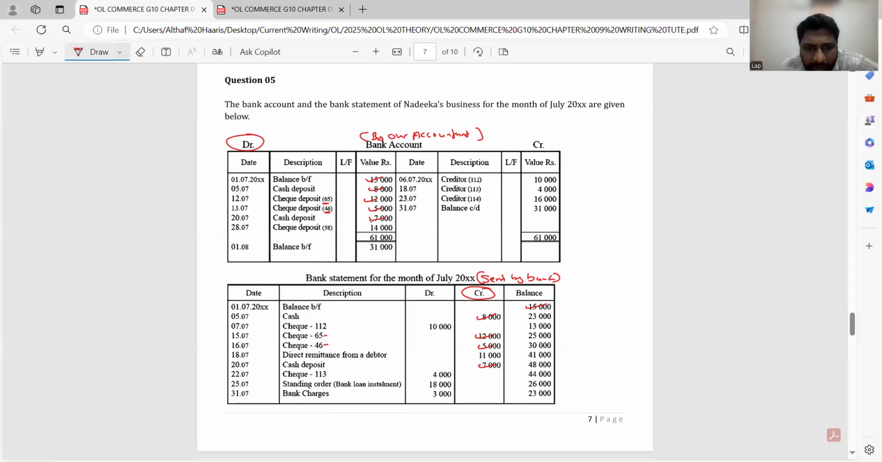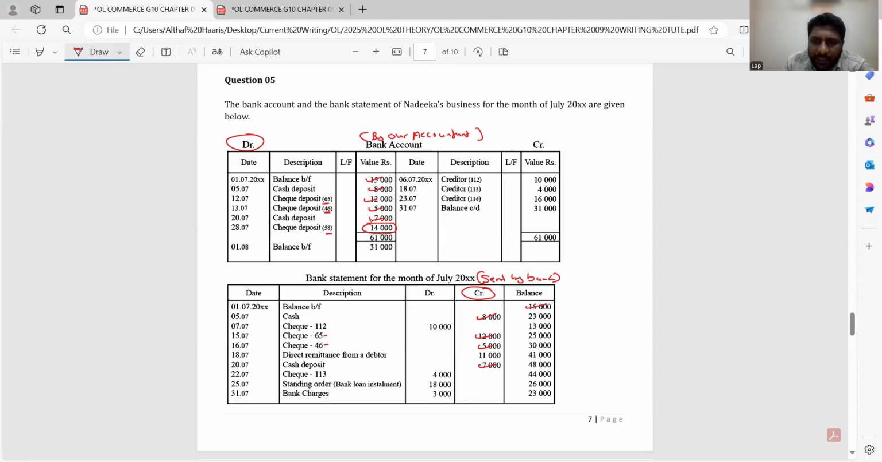Then check deposit 58. Do we have check deposit 58, people? Number 58? Do we have it? We don't have it in the credit column. So it is missing in the statement.